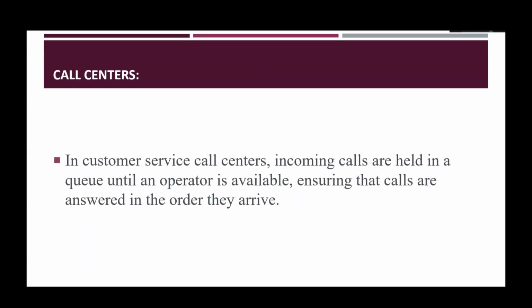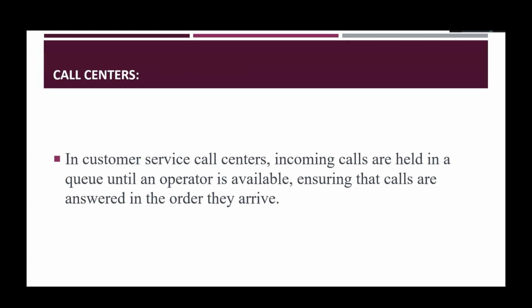Call center. In case of a customer service call center, incoming calls are held in the queue until an operator is available, ensuring that the calls are answered in the order they arrive. For example, we install a washing machine, and after installation we face some problem. At that time, we call the customer care. Whenever we call the customer care, many customers are also calling. At that time, they maintain a queue. Whichever customer called first, according to that, the operator availability is given to that customer.